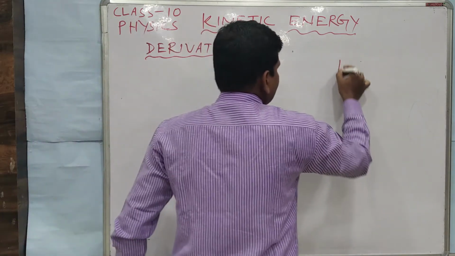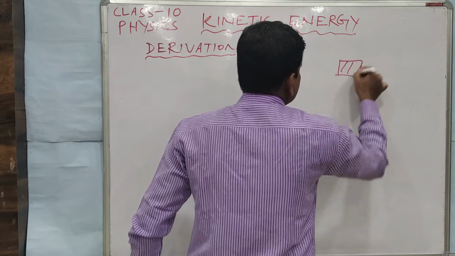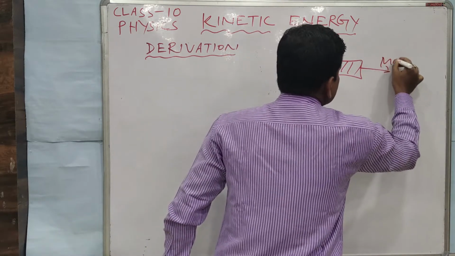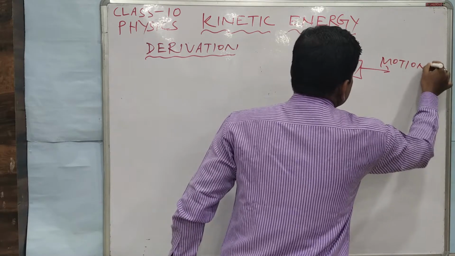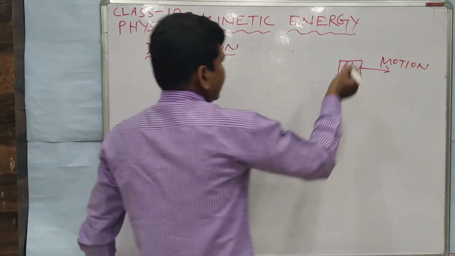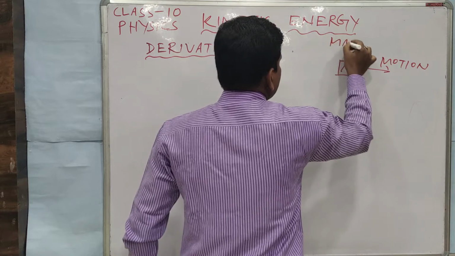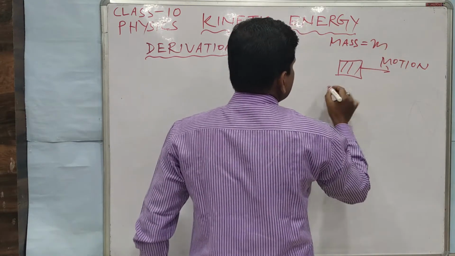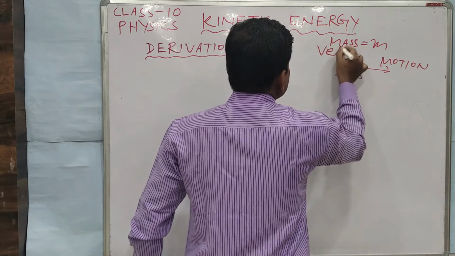Suppose this is a body, and it is moving along this direction. This is the motion of the body. Now suppose the mass of the body is m, and the body is moving with the velocity v.